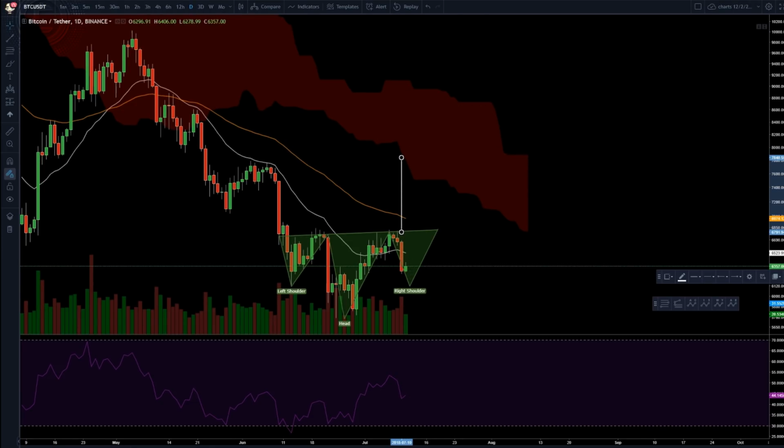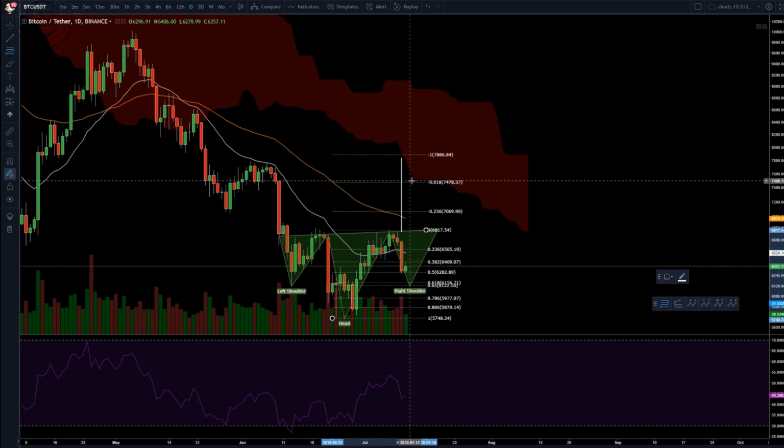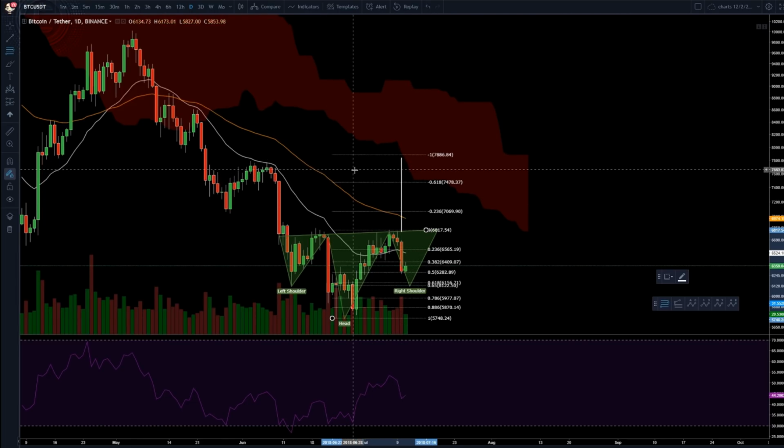There's the algo targets. Let's be real, guys. If you just take this, you get the same targets around there, right? So the -0.618, -1 there, around the same algo targets.